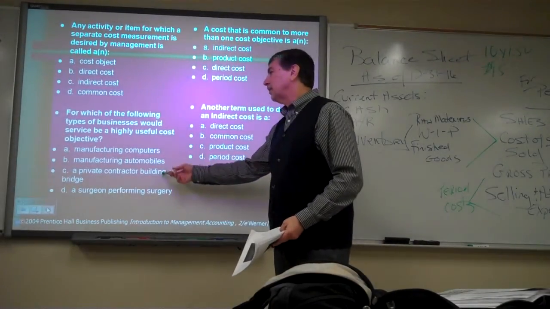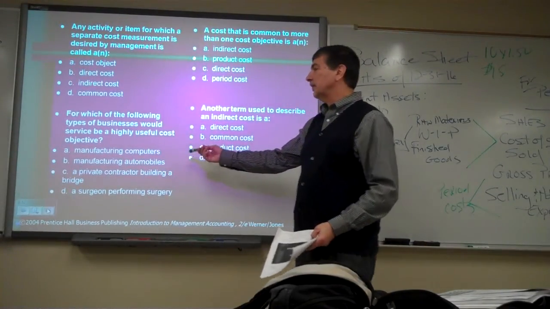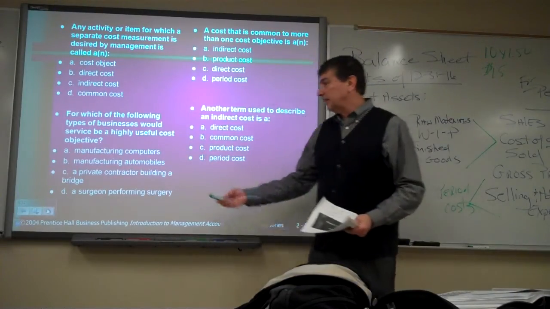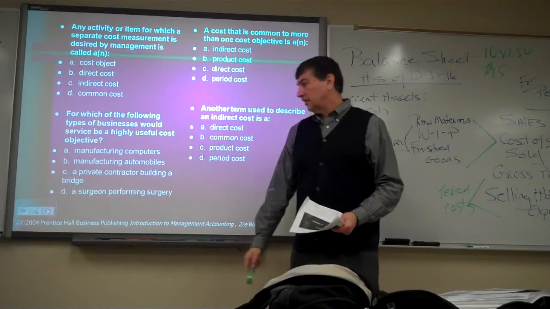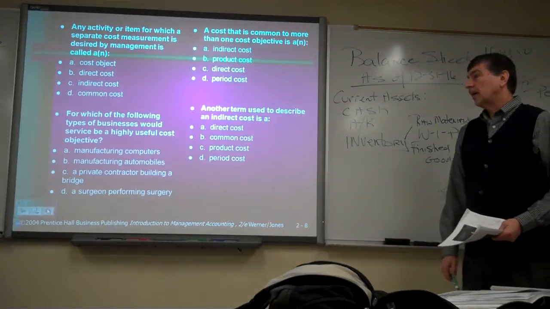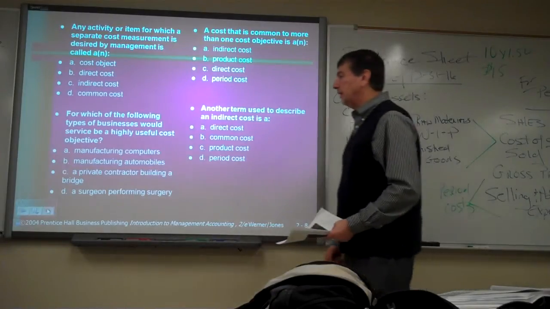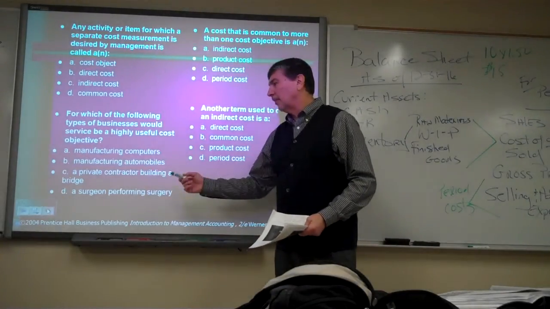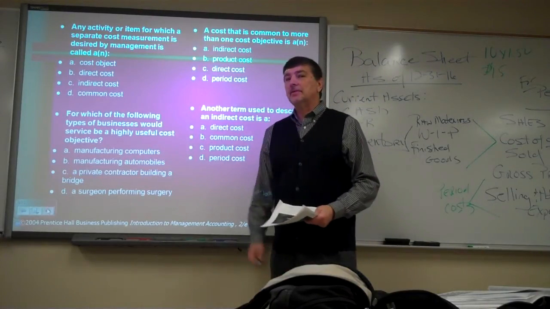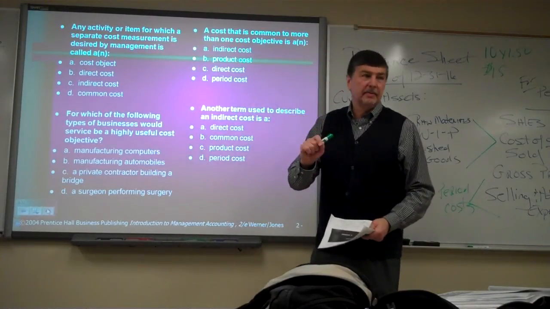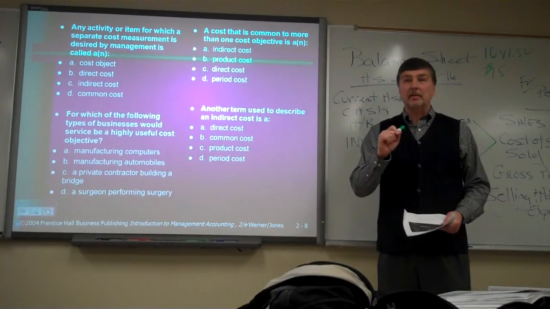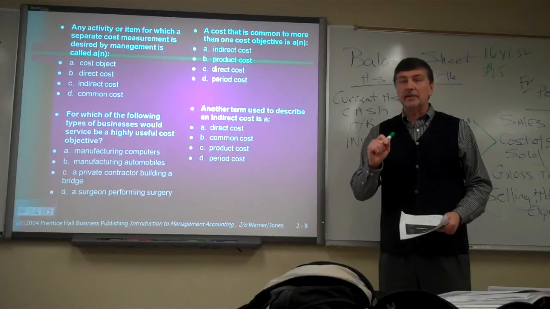For which of the following types of business would a service be a highly useful cost objective? So we want to cost a service. So which one of these is a service? Well, I could see maybe why you say C, but they're building inventory. They're building a bridge. That's really inventory. When somebody does surgery, that's kind of a service, isn't it? It's a service. And it's amazing how much they know about how much it costs to do a surgery.